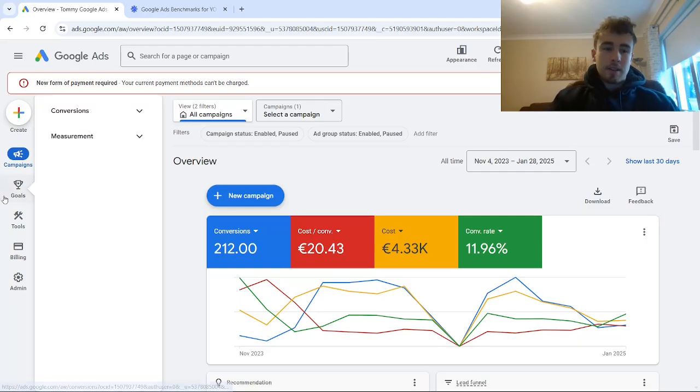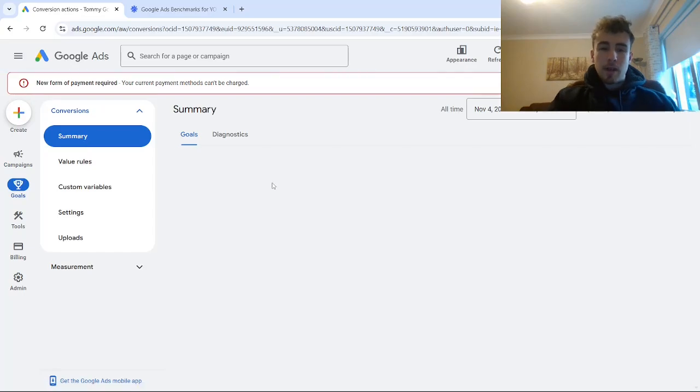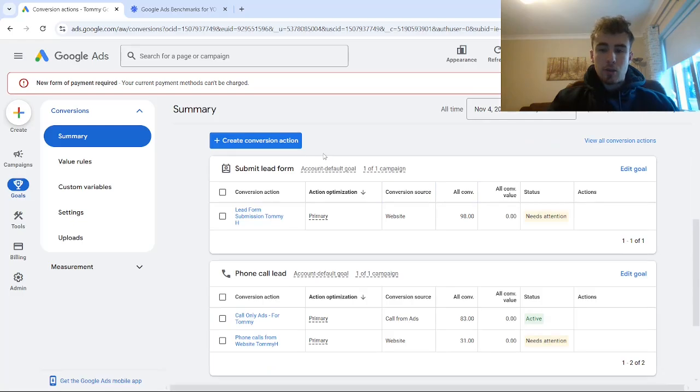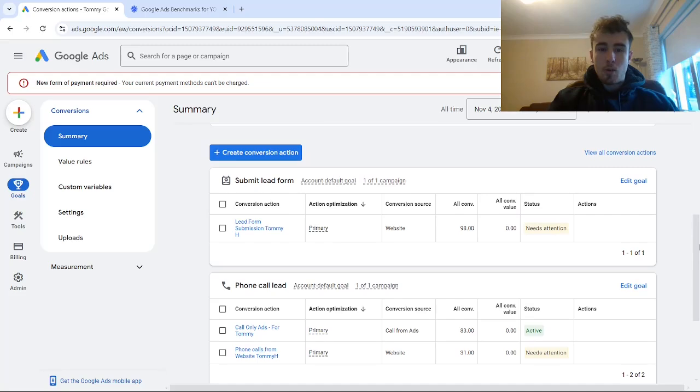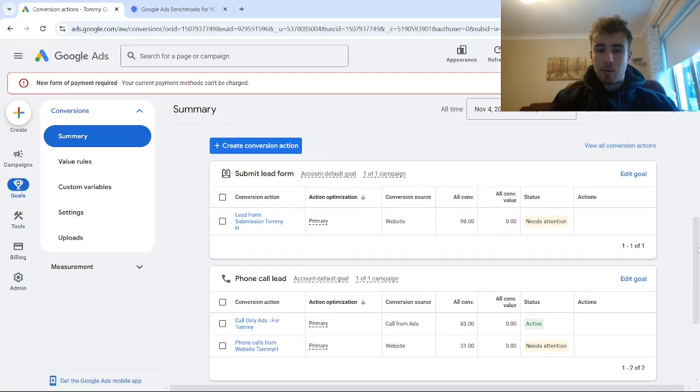So first of all, when you come up here to goals and select conversions and your summary, you want to make sure that you have accurate conversion tracking set up. In general, you only want to focus on conversion actions that you actually want the person to take. A lot of the time when I look at Google Ads accounts, we see so many different conversion actions here. For example, somebody clicking onto the contact page of the website, but not necessarily calling or filling out the form. Whereas in this campaign here, we only have conversion actions for those that actually matter.